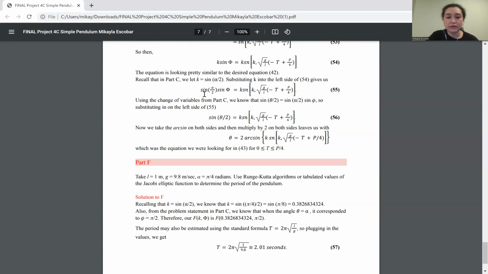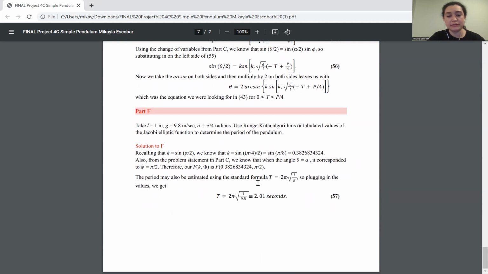Using the identity from part C, we know that sin(θ/2) is equal to sin(α/2) times sin φ. We're going to substitute that in here on the left side. And we're just going to take the inverse sine on both sides, and then multiply by 2. This leaves us with the equation that we were trying to get in the very beginning for values of 0 ≤ t ≤ T/4.